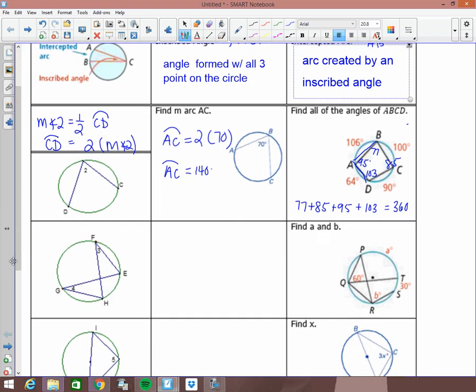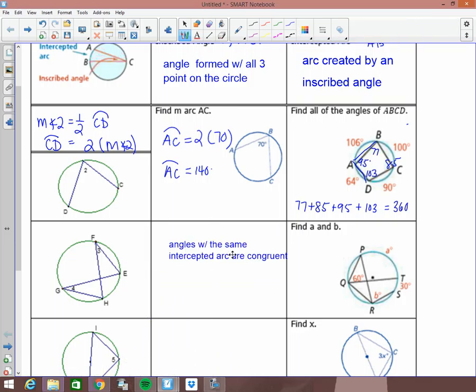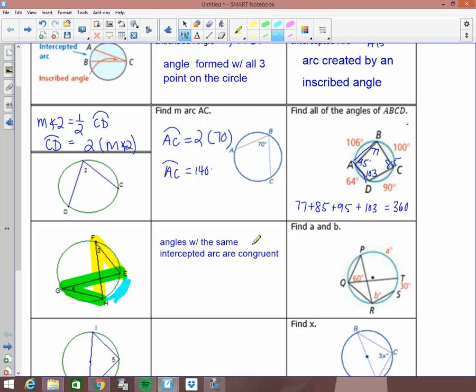The next relationship that we have to talk about is a corollary to this theorem, which means it's basically just something else that we know because of this theorem. And this is that angles with the same intercepted arc are congruent. So if we look at this one right here, and we said angle EFH, then we know it intercepts this arc right here, EH. And then if we say angle EGH, or angle 4, it also intercepts the same arc.